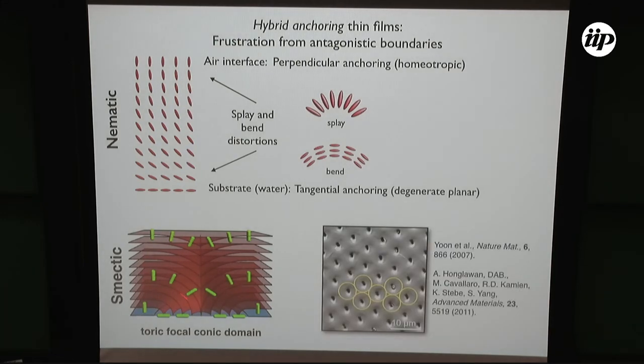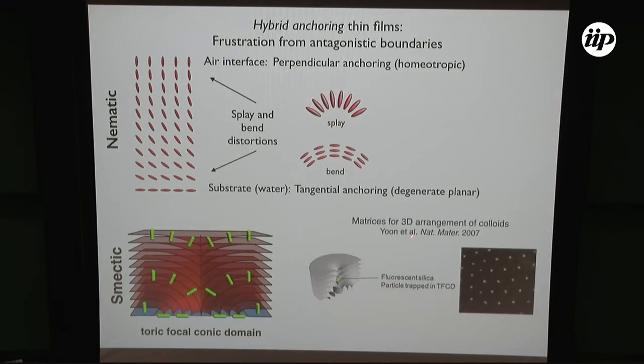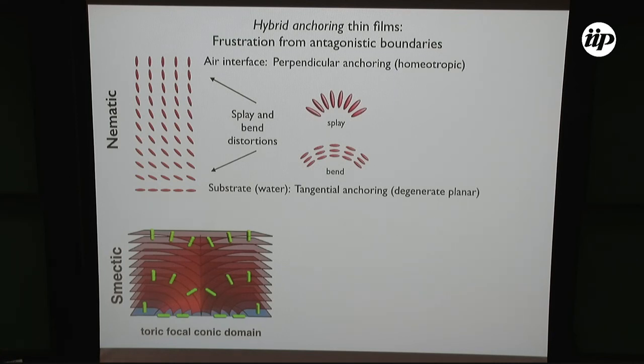In the case of the toric focal conic domains, these cylindrical domains can pack into a hexagonal lattice on the plane. And that's nice, for example, if you want to have an open regular lattice of colloidal particles or nanoparticles, they will go to the defects in the liquid crystal. So this is a nice way of self-assembling that. But back to these two images, these are very different ways of responding to the same boundary conditions.